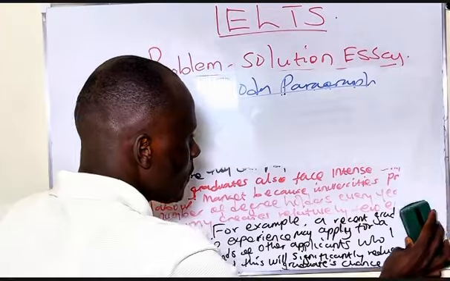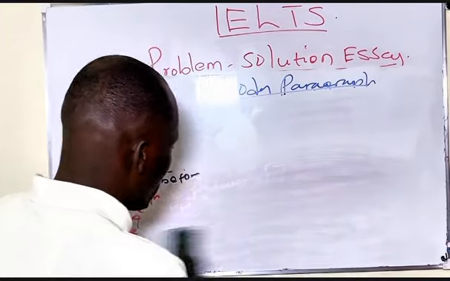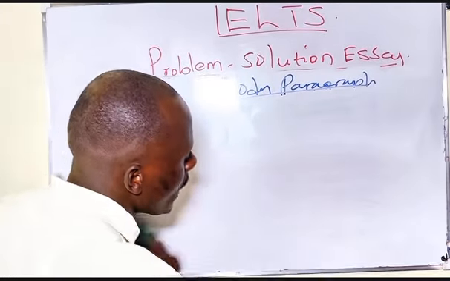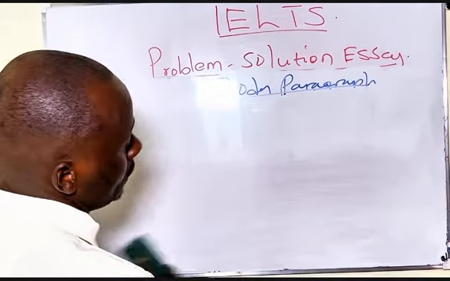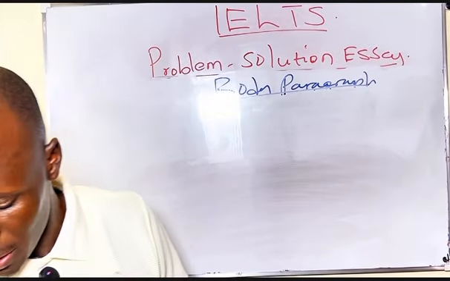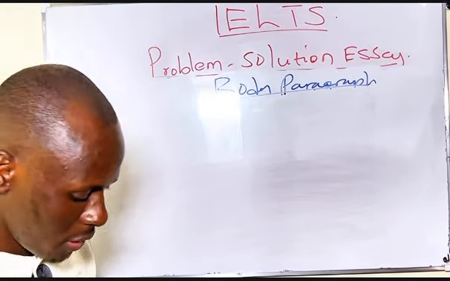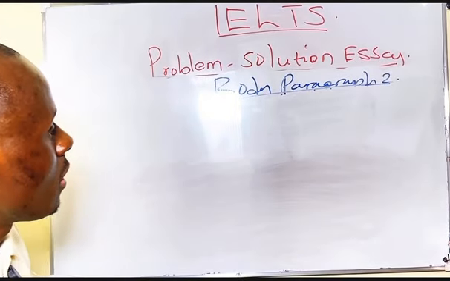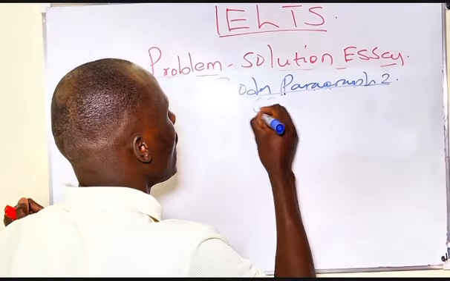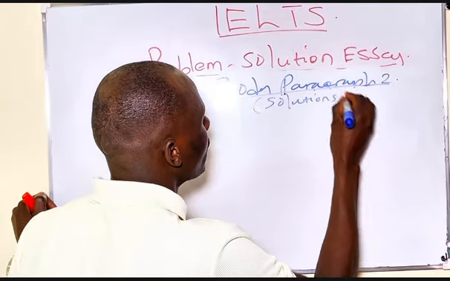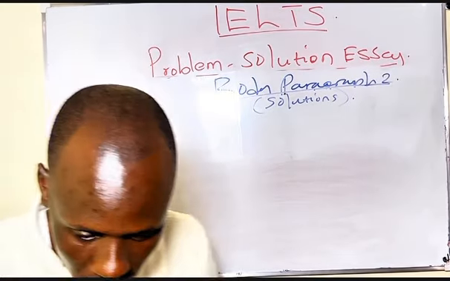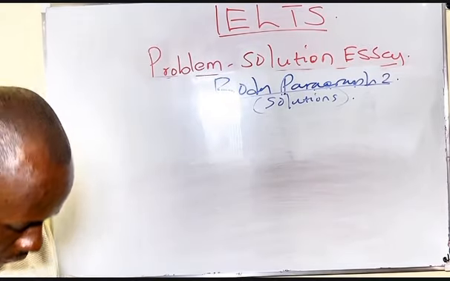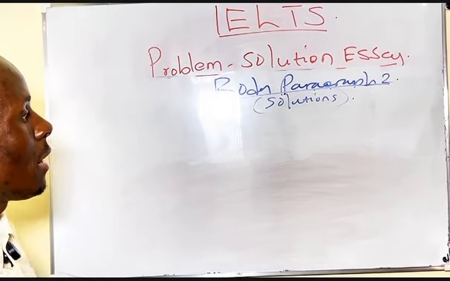Now, let's move to body paragraph 2 and talk about the solutions. How can the government solve this? This is body paragraph 2. Now, we are talking about solutions in body paragraph 2. In body paragraph 1, we talked about the reasons. Good. How do we begin our second paragraph?